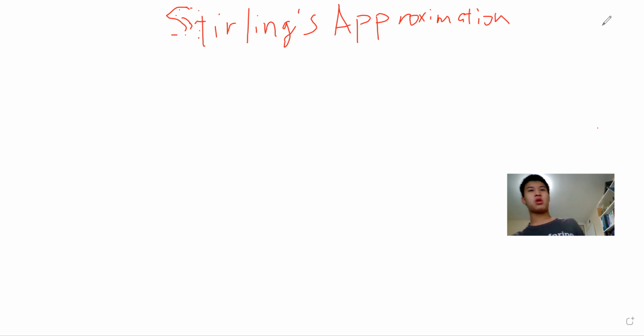All right. So what is Stirling's approximation? It is named after James Stirling, and he discovered an approximation for n factorial. And this approximation is usually written one of two ways.